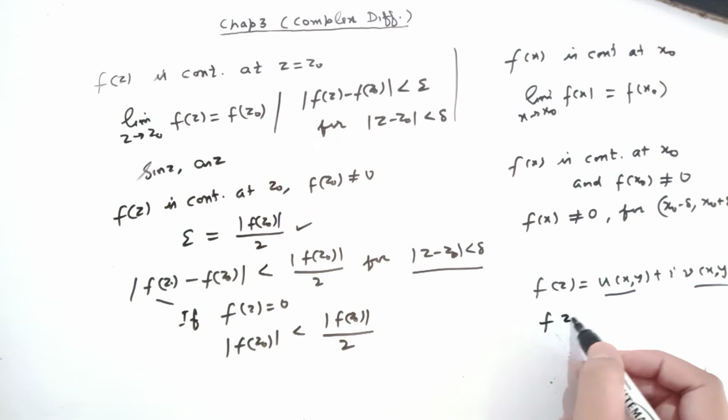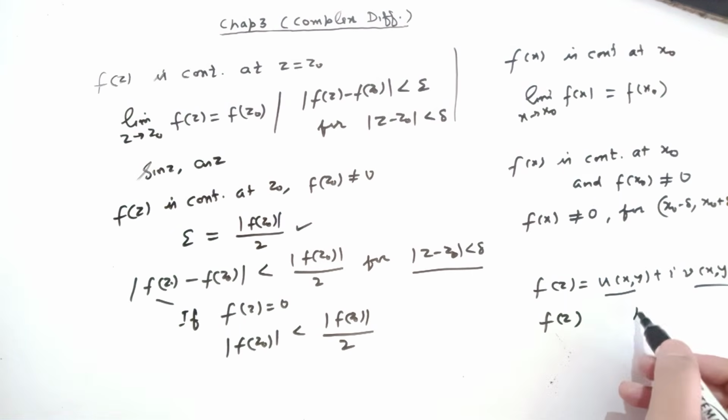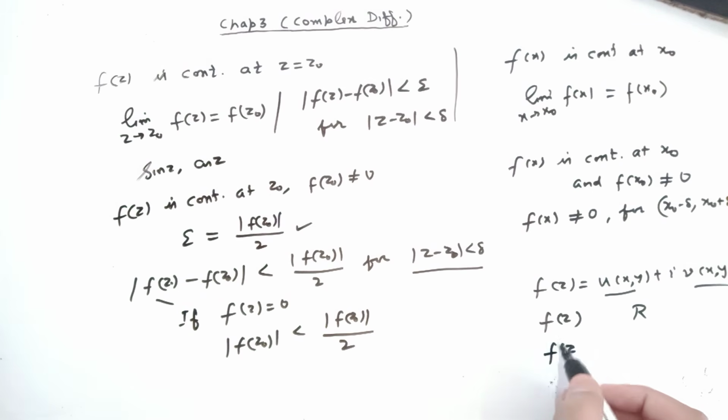If f(z) is continuous in a closed and bounded region R, then f(z) is bounded in R. Bounded means there exists some constant M such that |f(z)| is less than M.